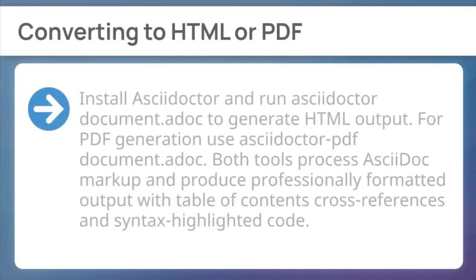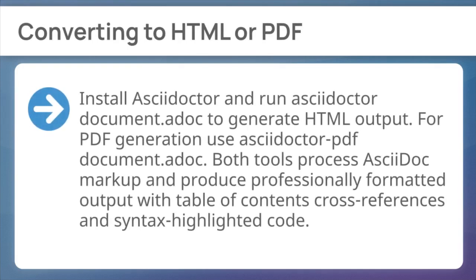Next, converting to HTML or PDF. Install AsciiDoctor and run asciidoctor document.adoc to generate HTML output. For PDF generation, use asciidoctor-pdf document.adoc. Both tools process AsciiDoc markup and produce professionally formatted output, with table of contents, cross-references, and syntax highlighted code.